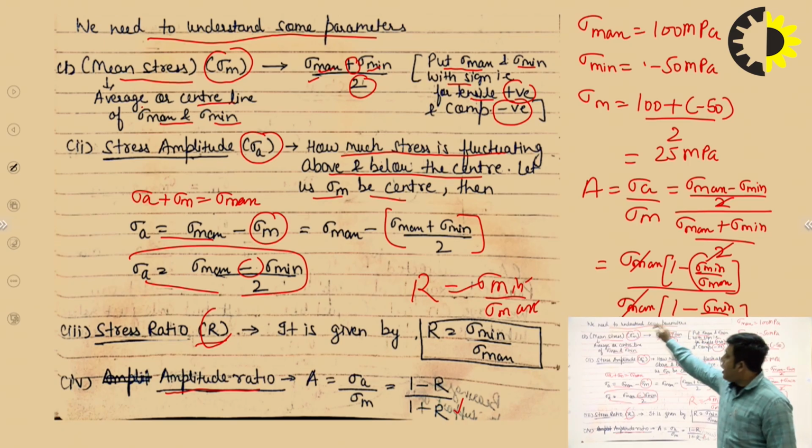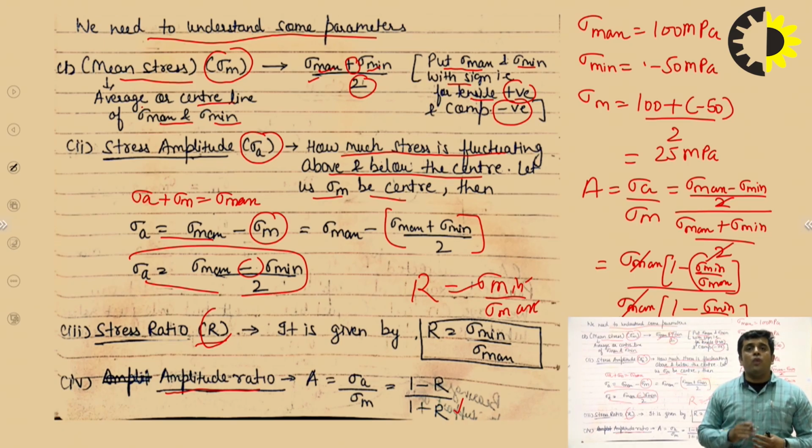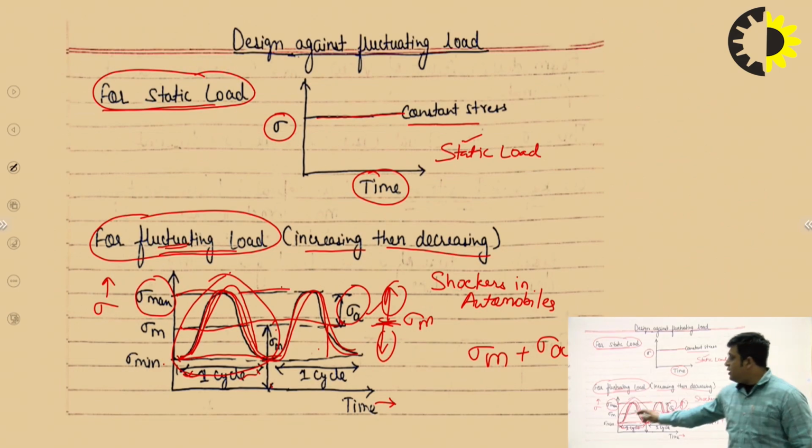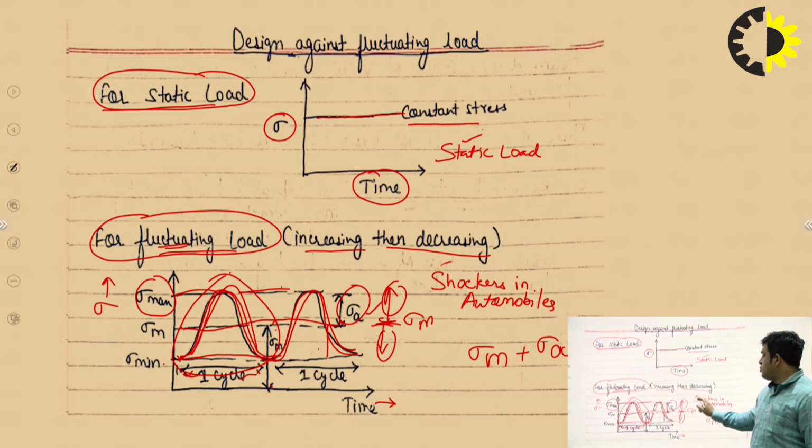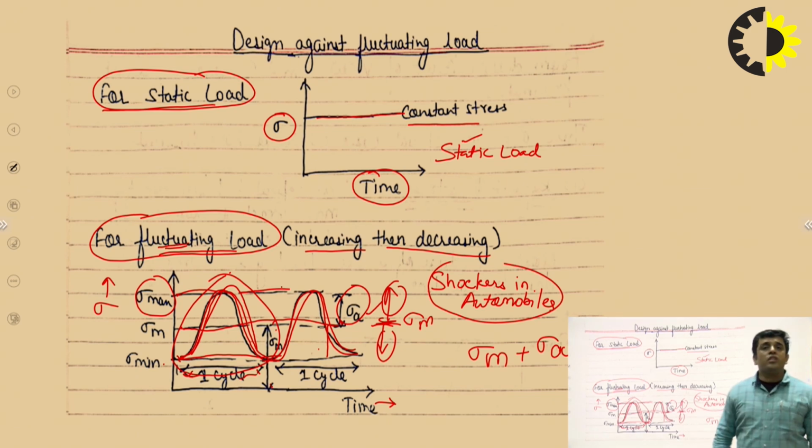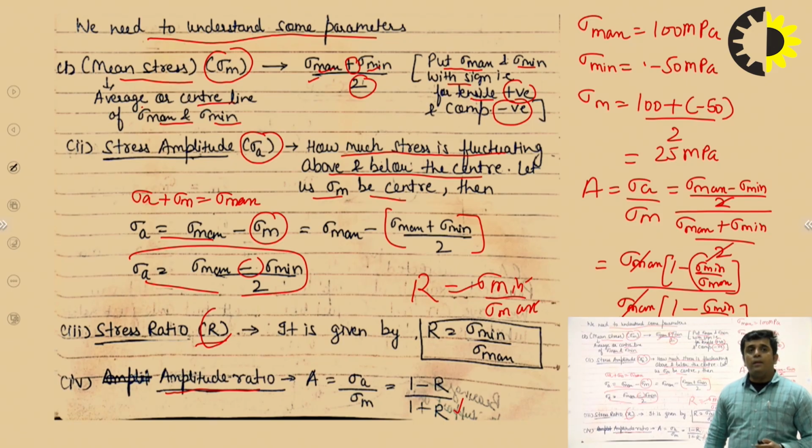So these are the 4 important parameters we must know while discussing design against fluctuating load. And a fluctuating load is shown in the figure: load increasing, then decreasing, increasing, then decreasing. This is a fluctuating load. For example, the shock absorbers used in automobiles. These are the 4 terms we have discussed.